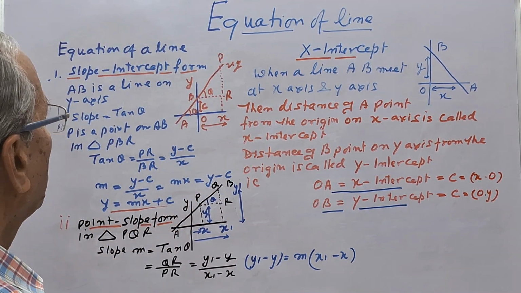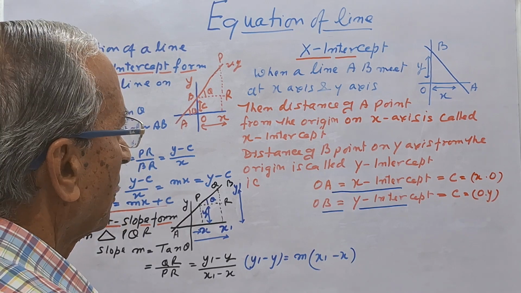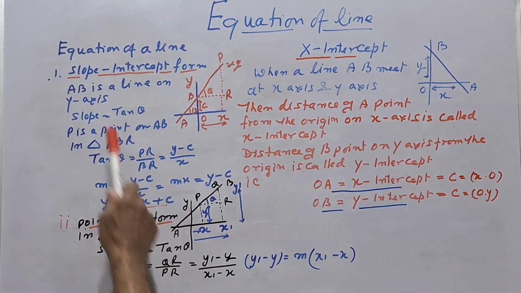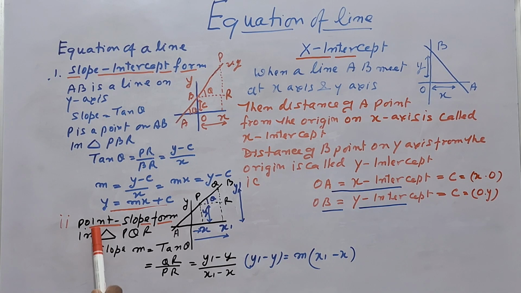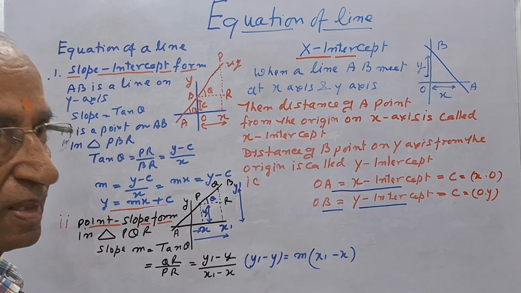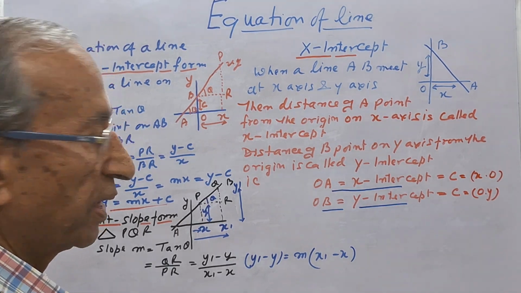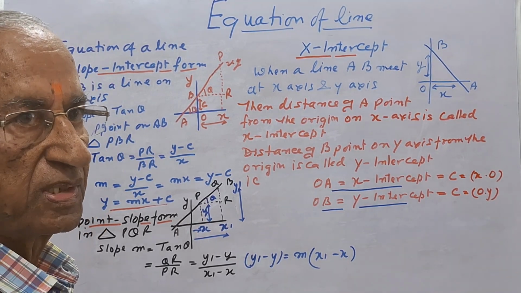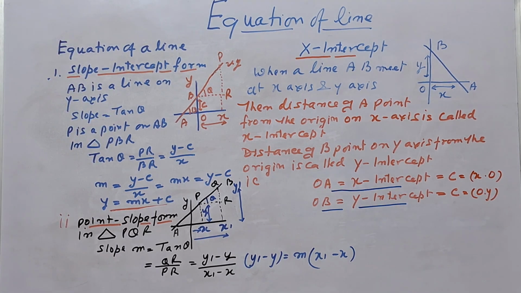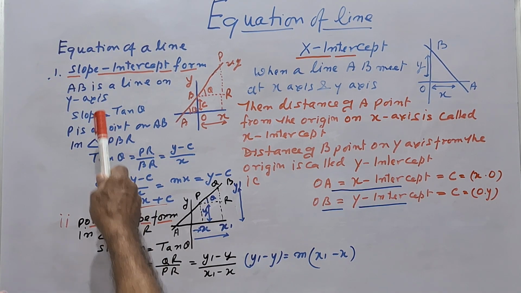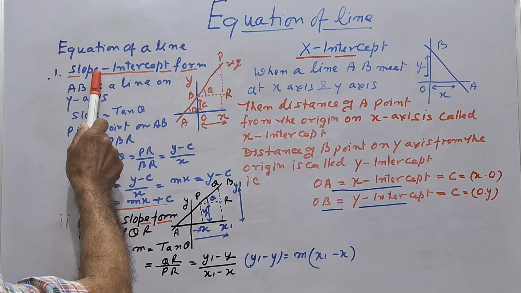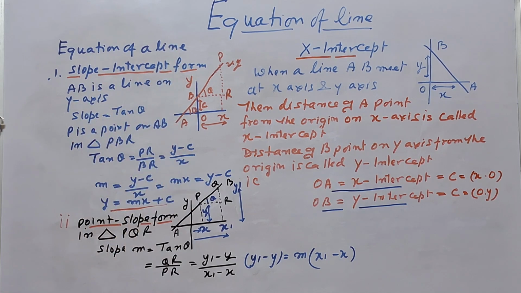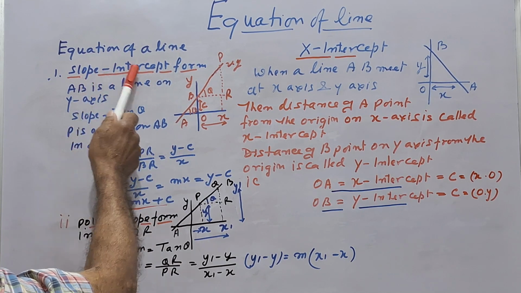Now, how to form the equation of line? One is when slope and the intercept are given to you. Other is when a point and the slope are given to you. And third is when 2 points on the line are given to you. Now today I will explain the slope intercept form and the point slope form. First, slope intercept form. It clearly indicates that slope and the intercept are given to you.